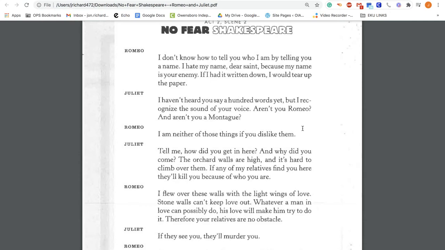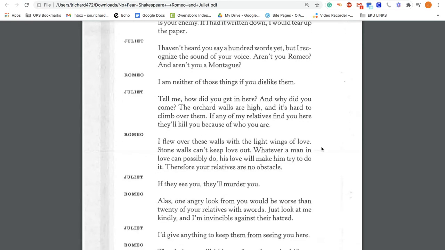Tell me, how did you get in here? And why did you come? The orchard walls are high and it's hard to climb over them. If any of my relatives find you here, they'll kill you because of who you are. I flew over these walls with the light wings of love. Stone walls can't keep love out. Whatever a man in love can possibly do, his love will make him try to do it. Therefore, your relatives are no obstacle. If they see you, they'll murder you. Alas, one angry look from you would be worse than 20 of your relatives with swords. Just look at me kindly, and I'm invincible against their hatred.